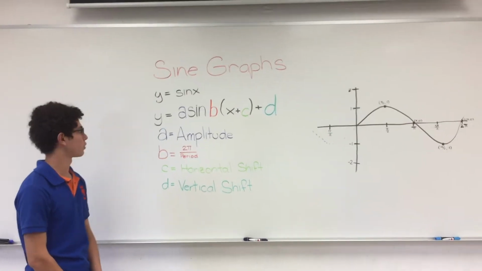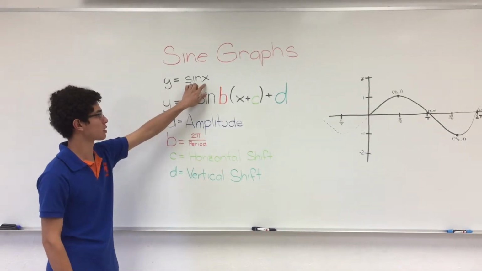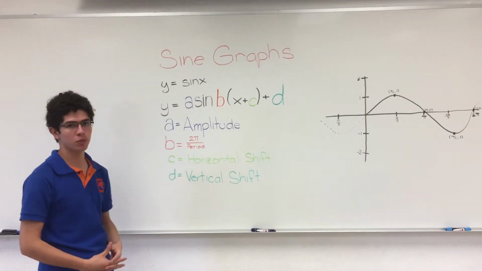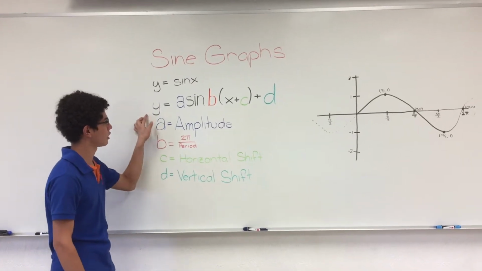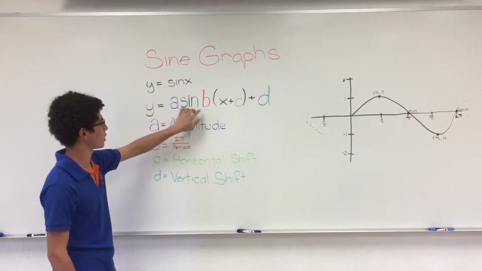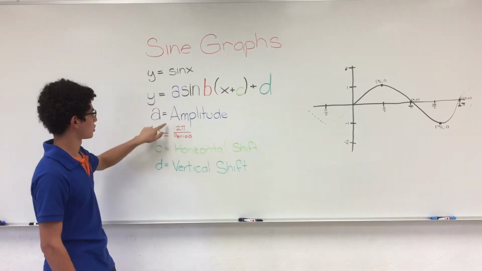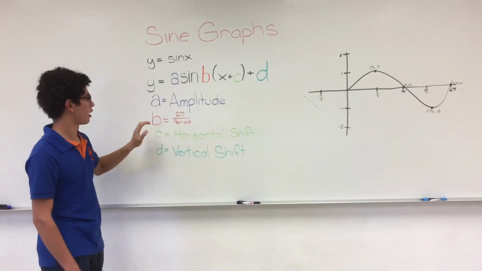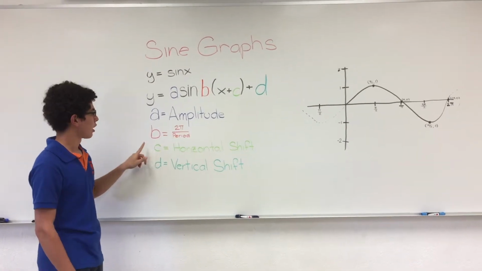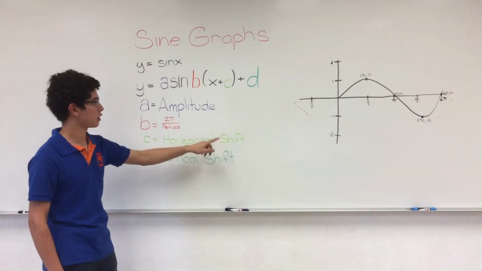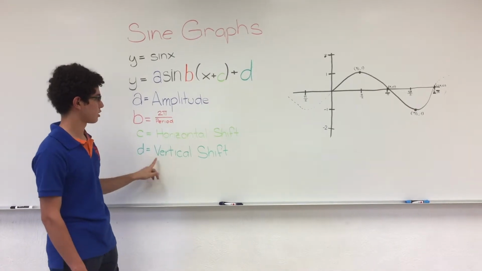Our simplest formula for a sine graph will be y equals sin x, but we also have a more expanded formula in which we can see all the transformations that it may have, which is y equals a sin(b x plus c) plus d. A in this function represents the amplitude, b represents 2 pi over the period, c will be our horizontal shift, and finally d represents the vertical shift.